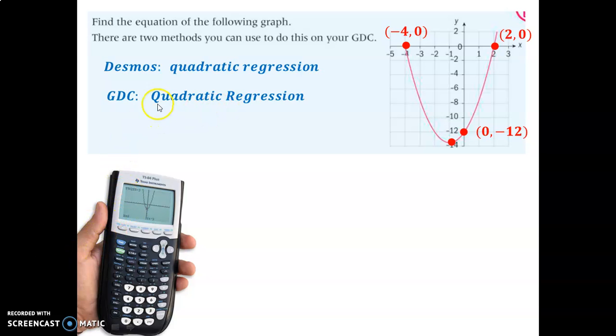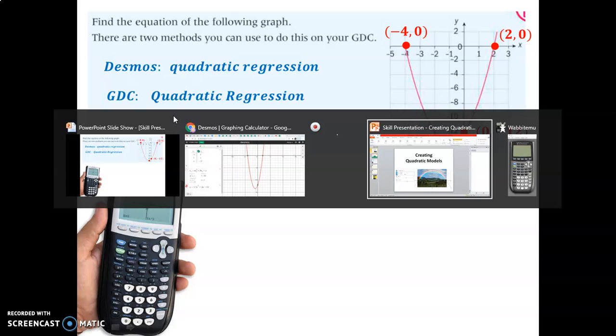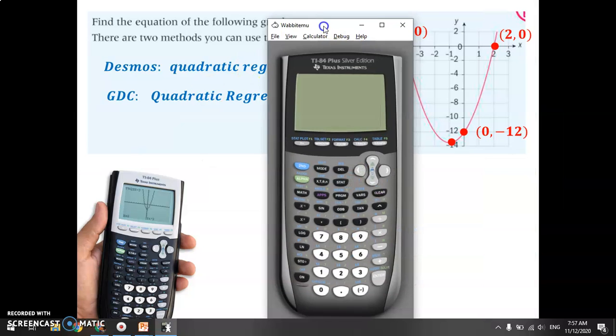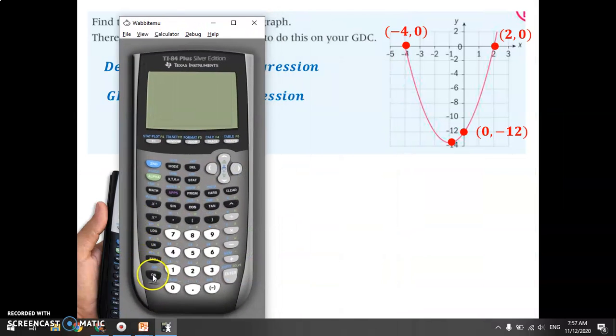One is called quadratic regression, just like we did on Desmos. So here's the calculator. The way you run a quadratic regression on here is the same process as on Desmos. You have to first enter the data. So I'm going to do stat edit, where we always enter list data. Okay, I'm going to clear those lists because it looks like I have some other data in there.